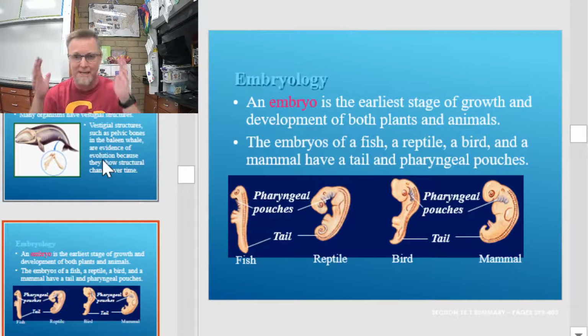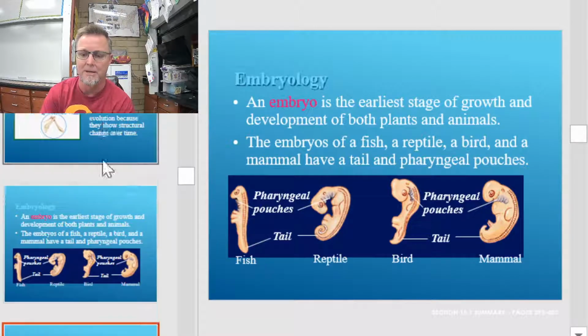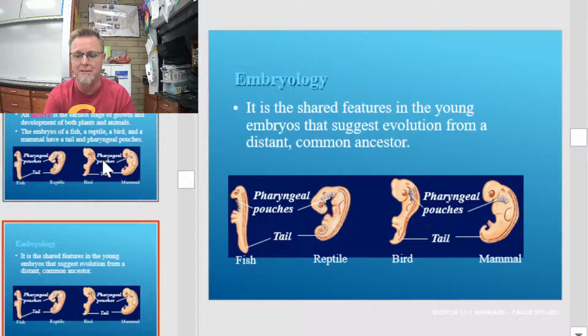That's the mindset. We can't prove it beyond a shadow of a doubt by any stretch of the imagination, but that's how these connections are made. If they look similar, then they must be related in some way, shape, or form. Okay, according to evolutionary thought, it's the shared features in the young embryos that suggest evolution from a distant common ancestor.